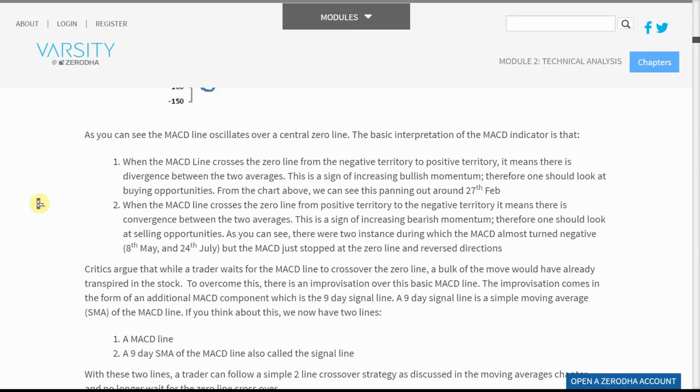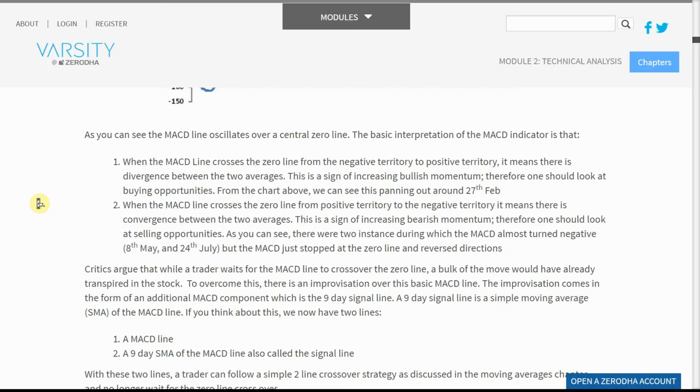territory to positive territory, it means there is divergence between the two averages. This is a sign of increasing bullish momentum. Therefore, one should look at buying opportunities. From the chart above, we can see this panning out around the 27th of February.